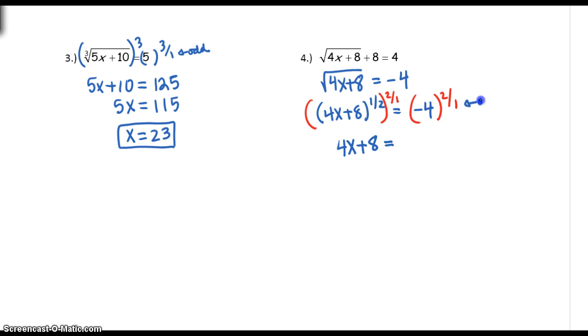Look, that's an odd root. No plus or minus, right? It's awesome. Odd root. Okay, so this will be 16. Then I subtract my 8. And I divide by 4 and I get a 2.